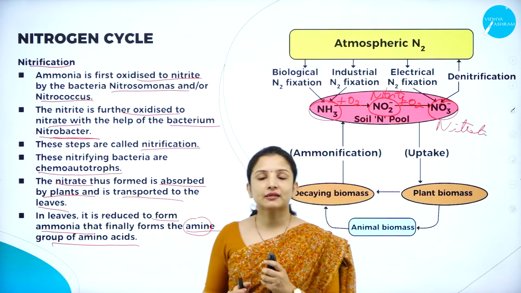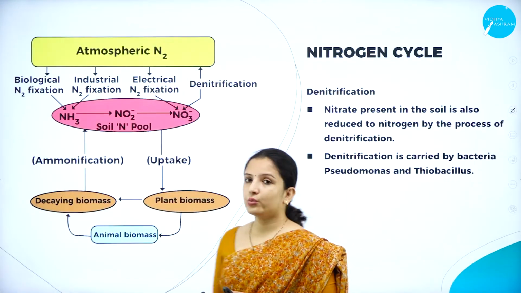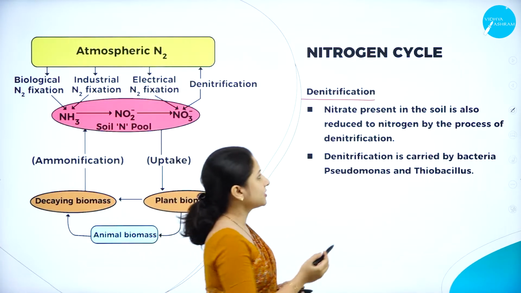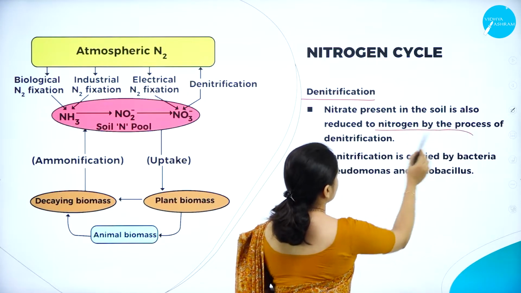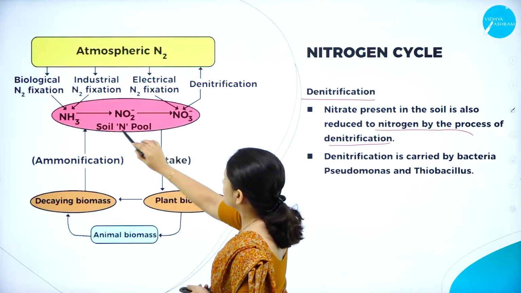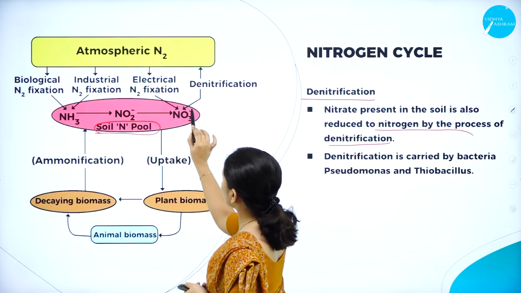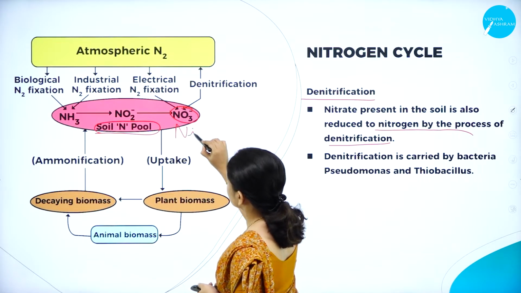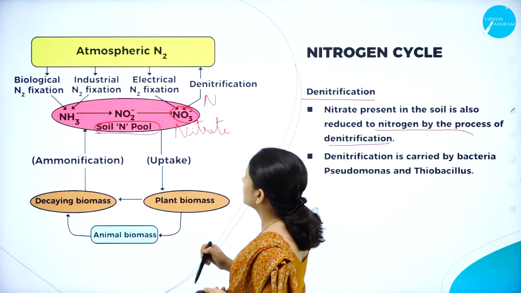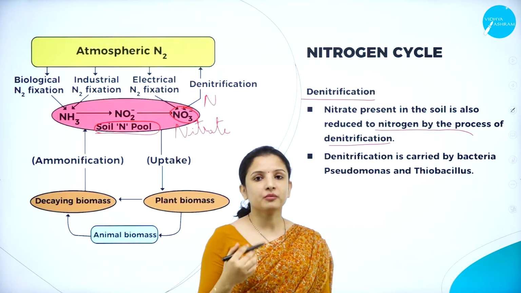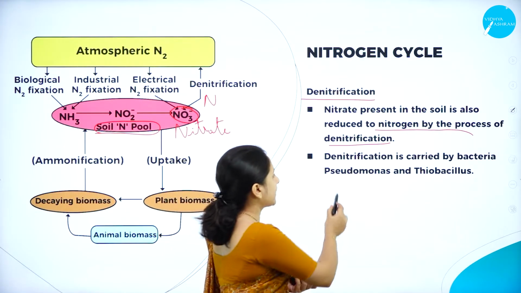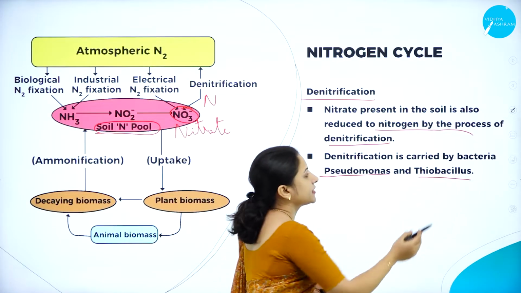So this is about the nitrification process. One more we had come across, that is denitrification. The nitrate that is present in the soil is again reduced to nitrogen by the process of denitrification. So if you can see here, in the soil, what was there? Nitrate. This nitrate has to get converted into nitrogen. So how does it get converted into nitrogen? By a process called denitrification, and this denitrification is usually carried out by the bacteria Pseudomonas and Thiobacillus.